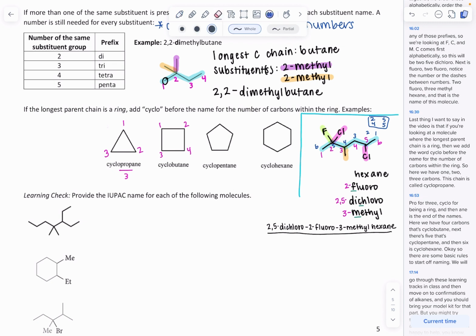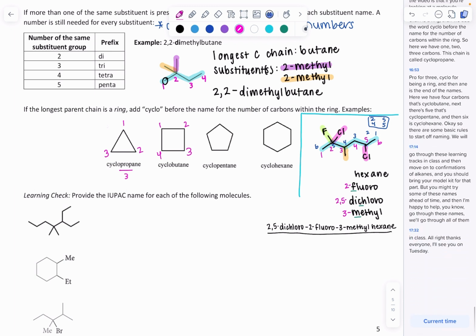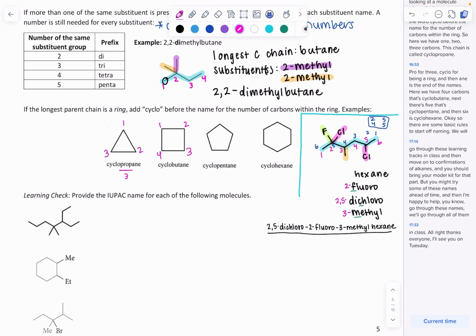Okay, so there are some basic rules to start off naming. We will go through these learning checks in class and then move on to conformations of alkanes, and you should bring your model kit for that part. But you might try some of these names ahead of time, and then I'm happy to help, go through these names. We'll go through all of them in class.